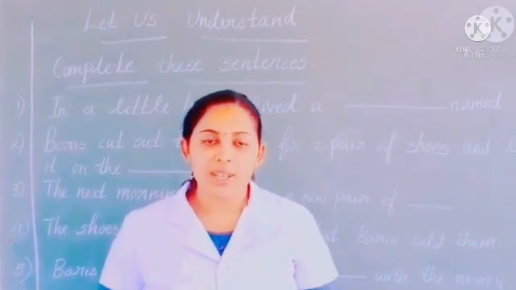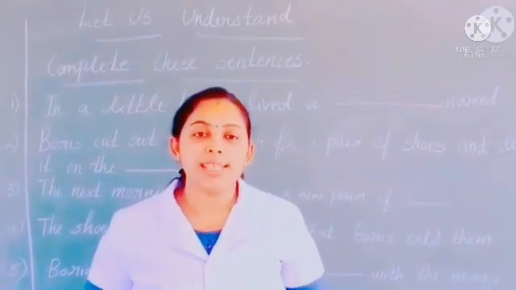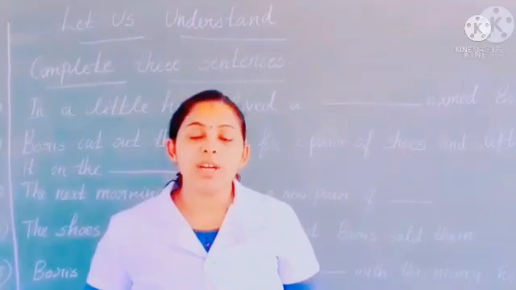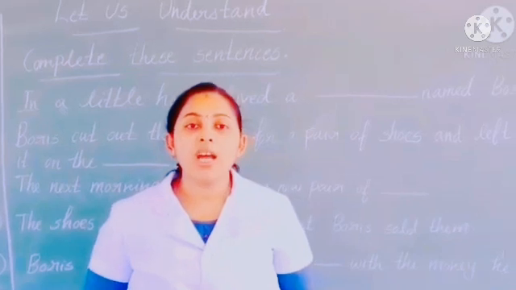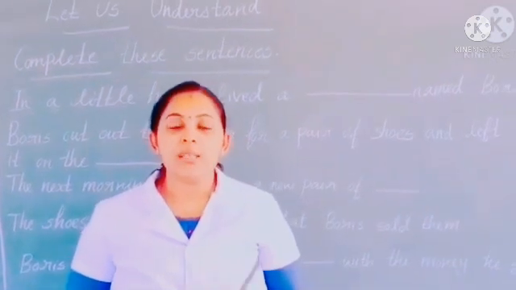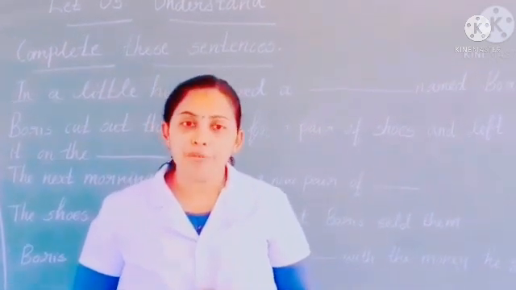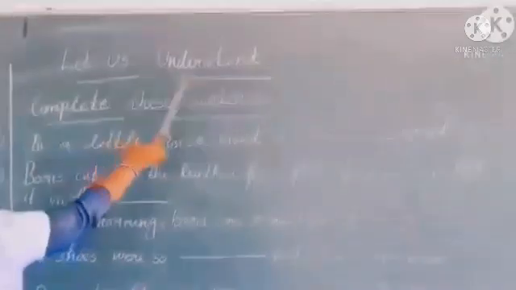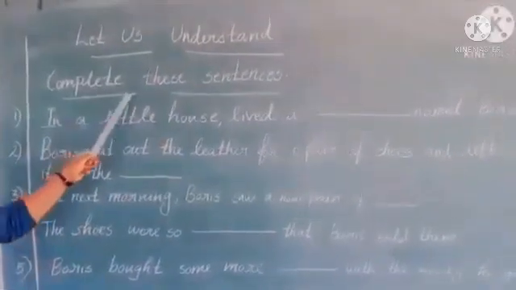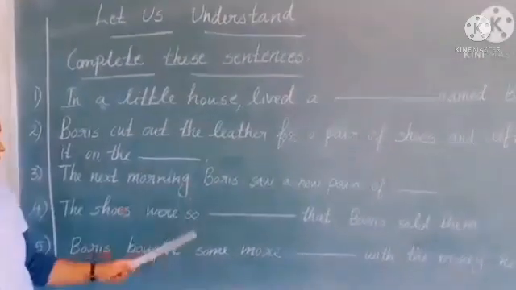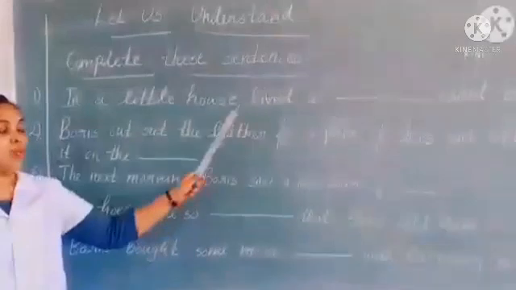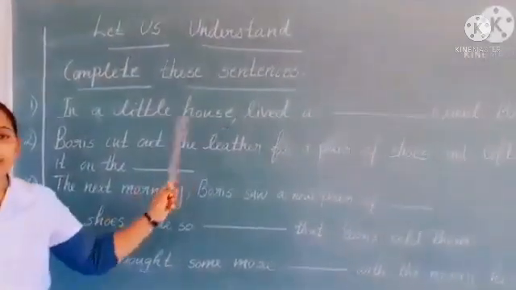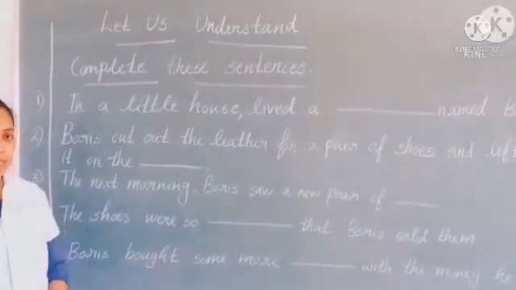Are you okay? We have discussed our third chapter, The Elves and the Shoemaker. And today we will discuss one of the textual activities and the question answers. First, please take page number 50. Let us understand. Look at the board. Complete these sentences. Here they are given 5 sentences and some words are missing. So we need to complete the sentences using the correct words.